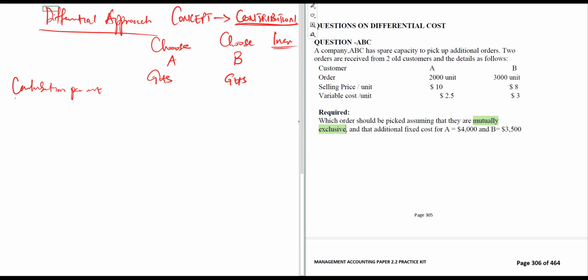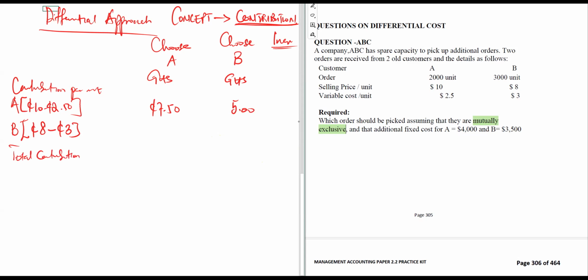So for project A, we know that my contribution is going to give me what? 10 cedis minus 2 cedis 50 pesewas, true or false? And that gives me what? 7 cedis 50 pesewas per unit. And for B, that'll give me what? 8 cedis minus 3 cedis, which gives me what? 5 cedis per unit. So if I want my total contribution, which we know how to do, right?